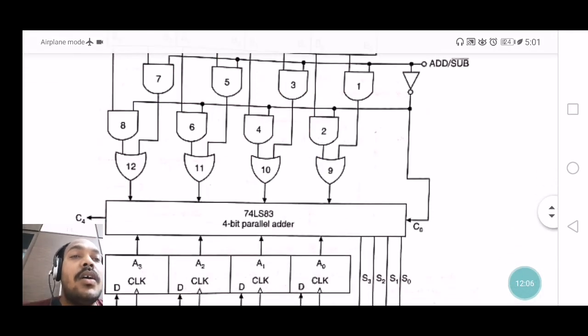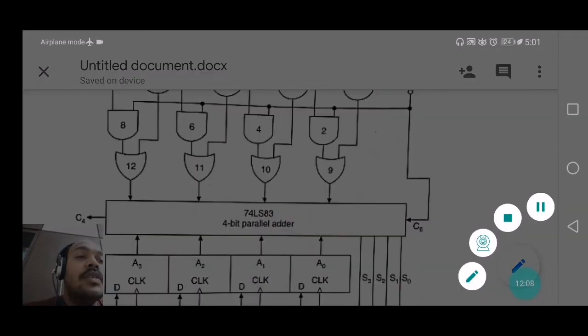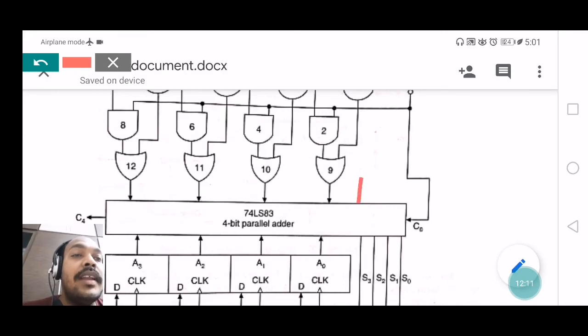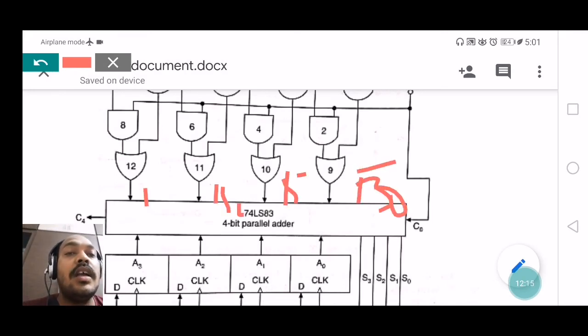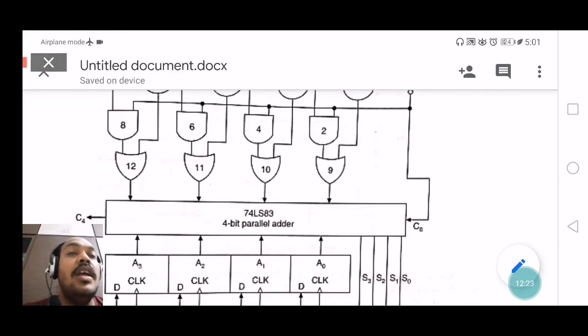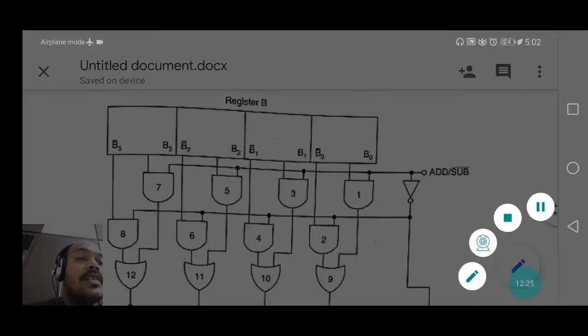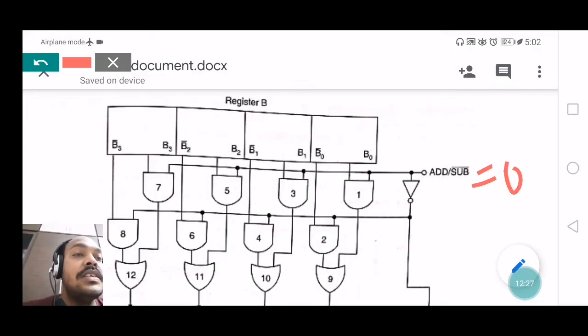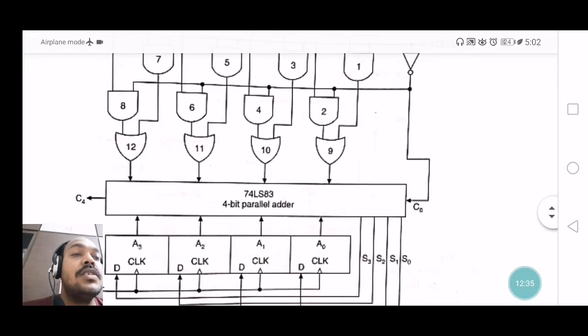So here, by applying control input 0, I am now getting B0 bar, B1 bar, B2 bar and B3 bar, and my carry input is 1. Why am I getting 1? Because here my adder or subtractor control input is 0. This 0 is applied here and inverted, and this 1 is applied to the first carry input C1, which is 1.